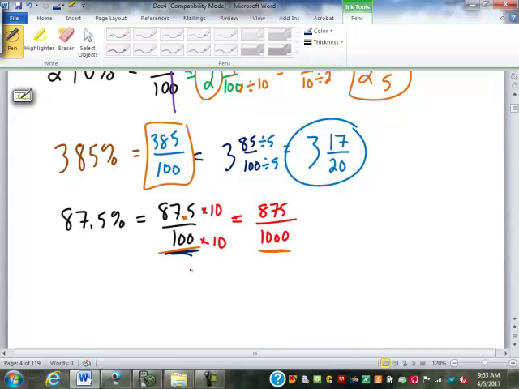It starts out as over 100. And then if there's one decimal place, you multiply by 10. If there are 2 decimal places, you'd multiply by 100. 3 decimal places, you'd multiply by 1,000. So here we have the 875 over 1,000. Both of those can be divided by, let's do 25 first. 875 divided by 25 is 35. 1,000 divided by 25 is 40. Both of those can still be divided by 5. Give us 7/8.